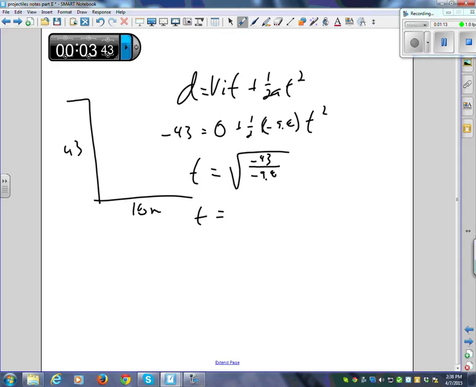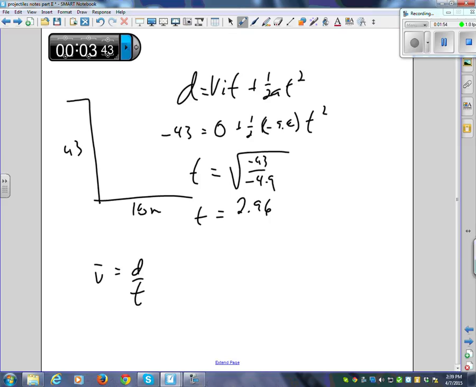43 divided by 9.8. 4.4. Oh, that's a square root. You wouldn't divide by 9.8, you divide by 4.9. Oh, yeah. 2.96, right? 2.96 seconds? Yes? Okay.